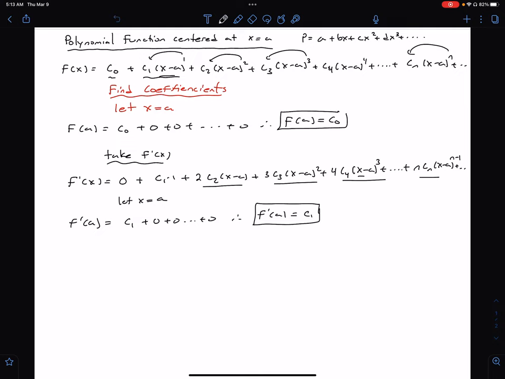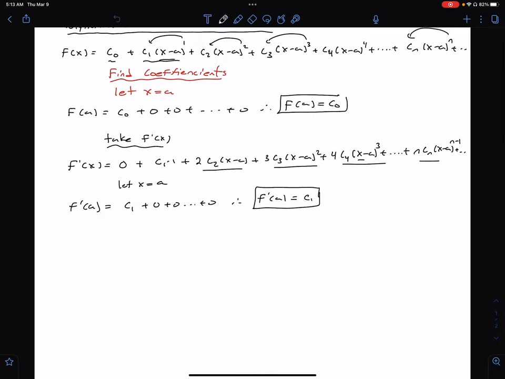So now we can just keep going. We found c1, so now we have to find c2. How can we find c2? I can take the next derivative. So we're going to take the second derivative now. Let's go ahead and do that. Our second derivative becomes, well, c1 is just a constant now, so it's 0.